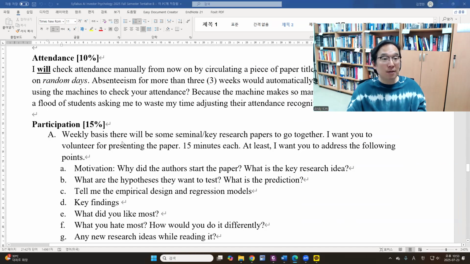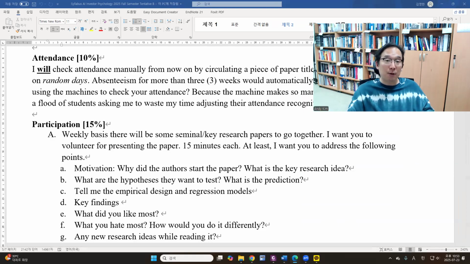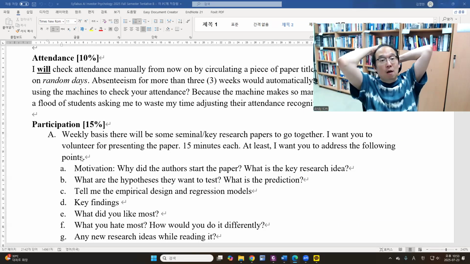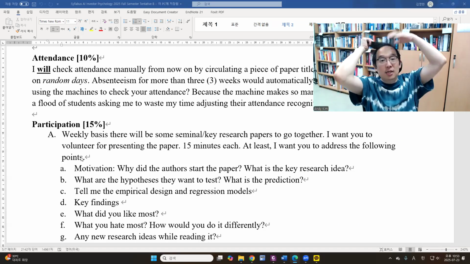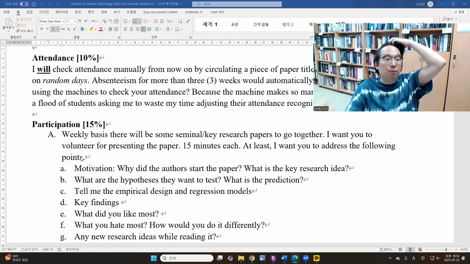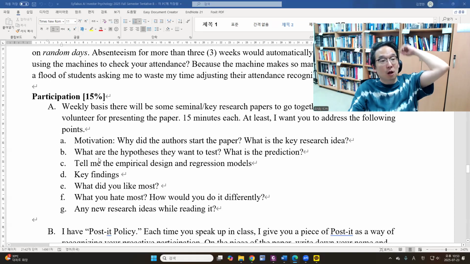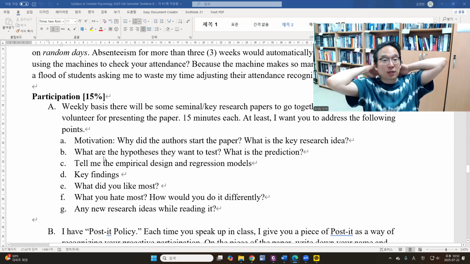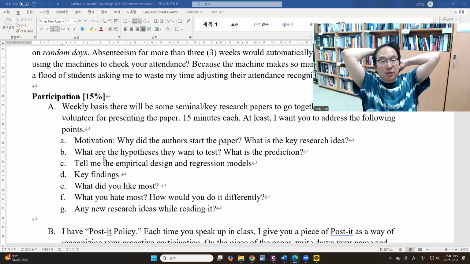Weekly basis, there will be some key research papers to go through together. I want you to volunteer for presenting a paper, 15 minutes each at least. I want you to address the following points like this: motivation. Why did the authors start the paper? What is the key research idea?